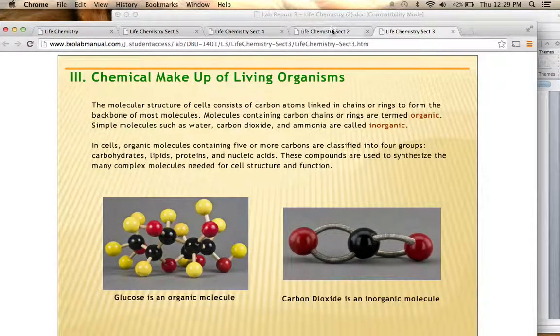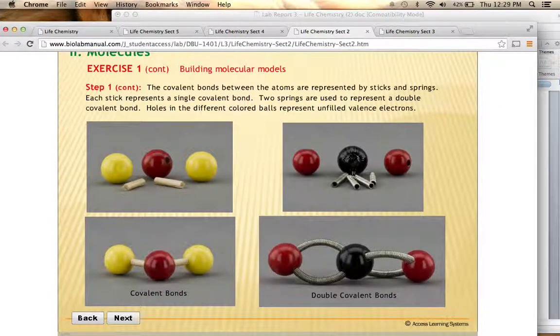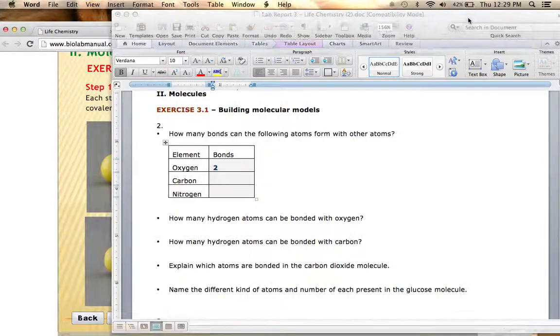Carbon, let's go back here. Carbon, which is black, has 4 electrons in its outer valence shell, and it really wants a total of 8. So it has 4 that are available for sharing, so it can form up to 4 bonds.